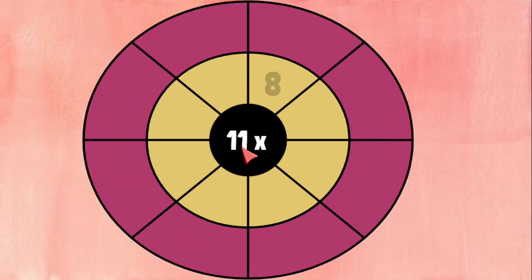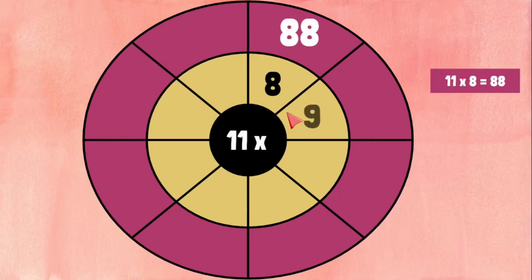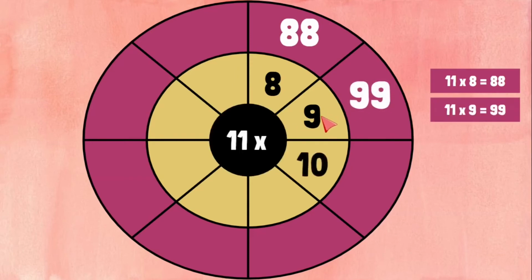Let's go ahead and do 11 times 8. 11 groups of 8, or we can add 11 8 times, which gives us 88. 11 times 9 means 11 groups of 9, or we can add 11 9 times, which gives us 99. 11 times 10 would be 11 10 times, which gives us 110.